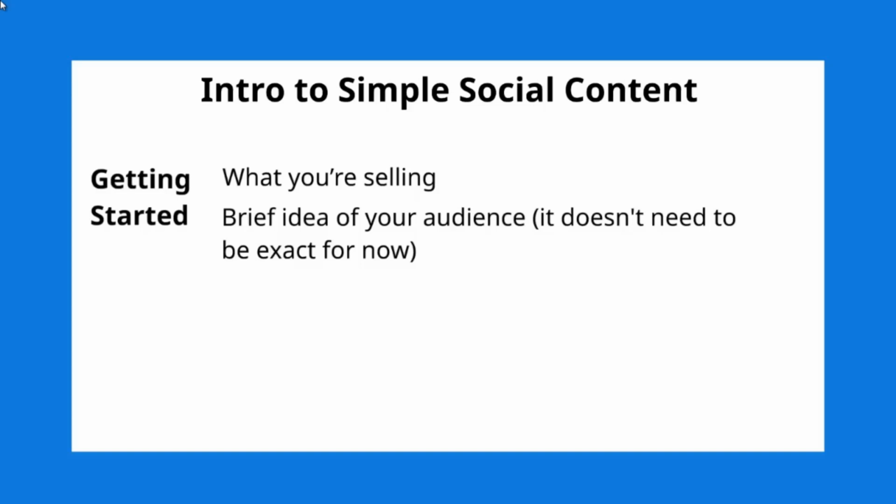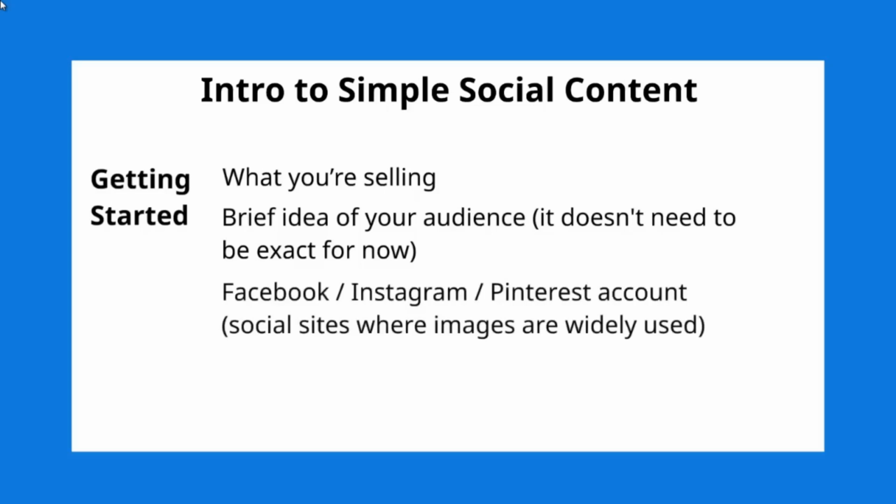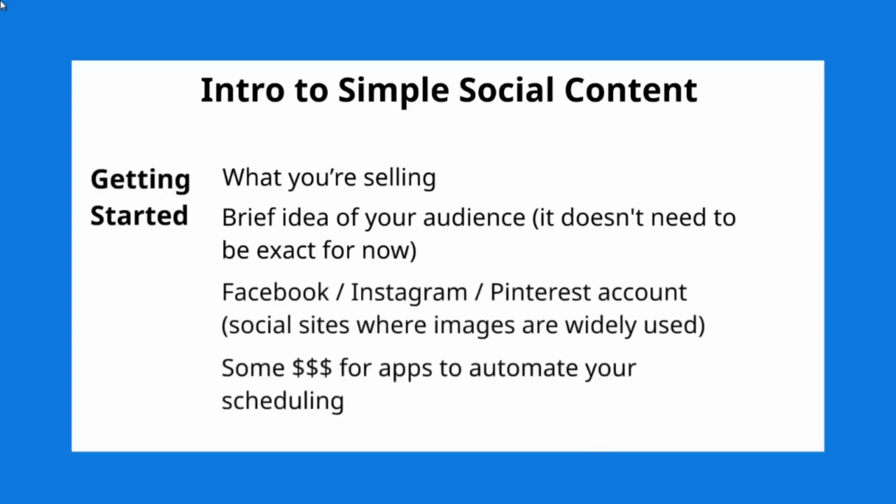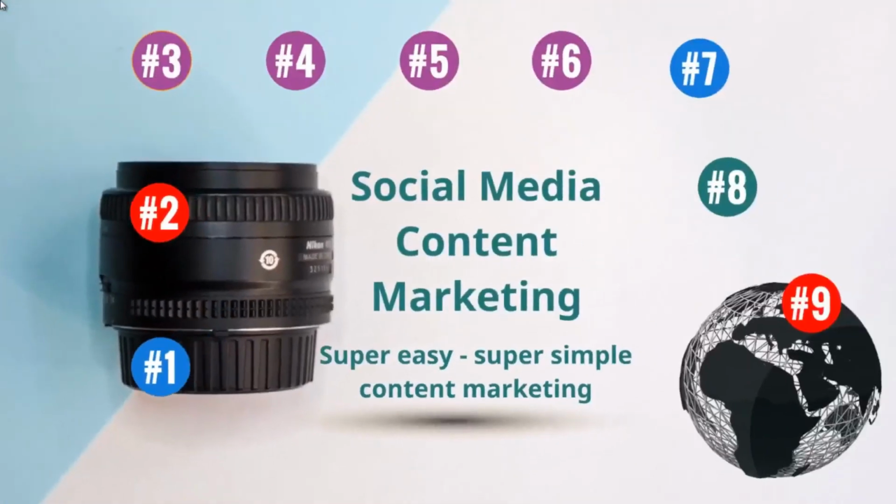You also need to have a brief idea of your audience. It doesn't need to be exact for now. We'll clarify that, but have a brief idea. Start painting a picture of what your audience looks like. And we talked about social sites. And of course, you'll need some money for apps to automate your scheduling. And of course, if you're low on money, you can definitely post the images and content yourself without scheduling them. With that said, let's move on to the next video.